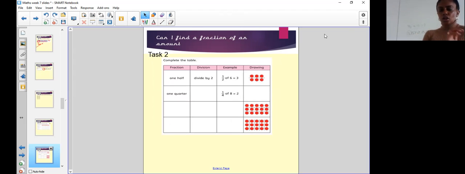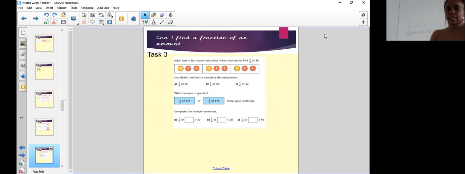So look at your fraction. Then the division, example, and a drawing. See if you can work this out. And task number 3 is using bar models again at an extension level of maths. So have a go at these tasks. We will go through them in our live lesson together as well.